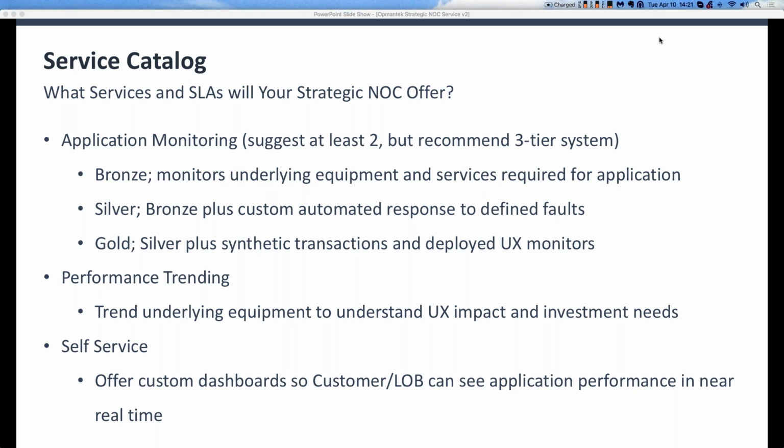Your third level, if you wanted to do a 3-tier system, might be a gold level. It would inherit everything from silver, which of course inherited everything from bronze. And you might add in synthetic transactions and deploying some kind of user experience monitors. So for example, if you have a multi-site office, maybe you have applications hosted in a data center here on the East Coast. You have offices in New York, you have offices in Chicago, maybe you have offices out in San Francisco, and they all access that application off your East Coast data center.